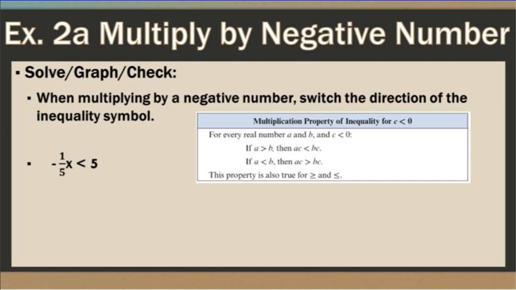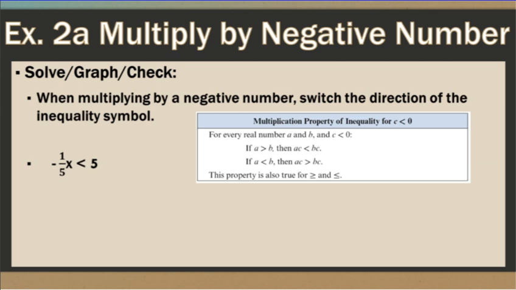Next one, what about if we have a negative number involved? When you multiply by a negative number, you're going to have to flip the symbol. So if it was less than, you're going to have to go to greater than. Or if it was greater than, you have to go to less than. Everything else stays the same.